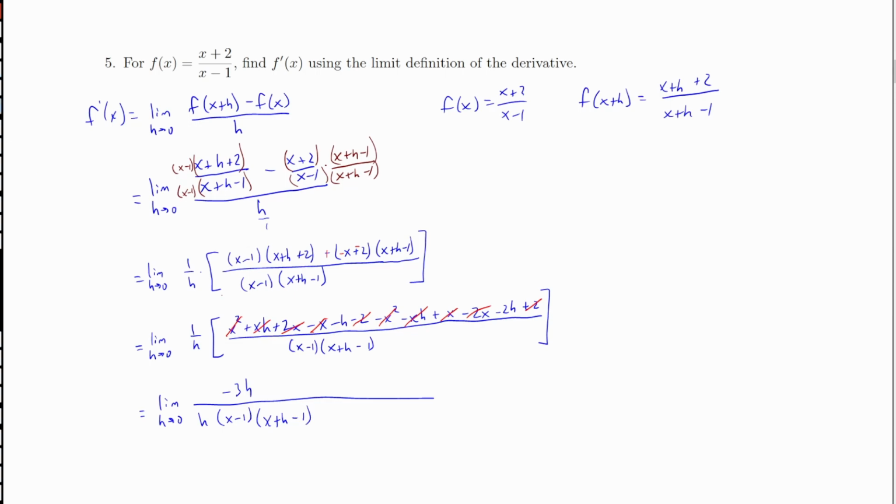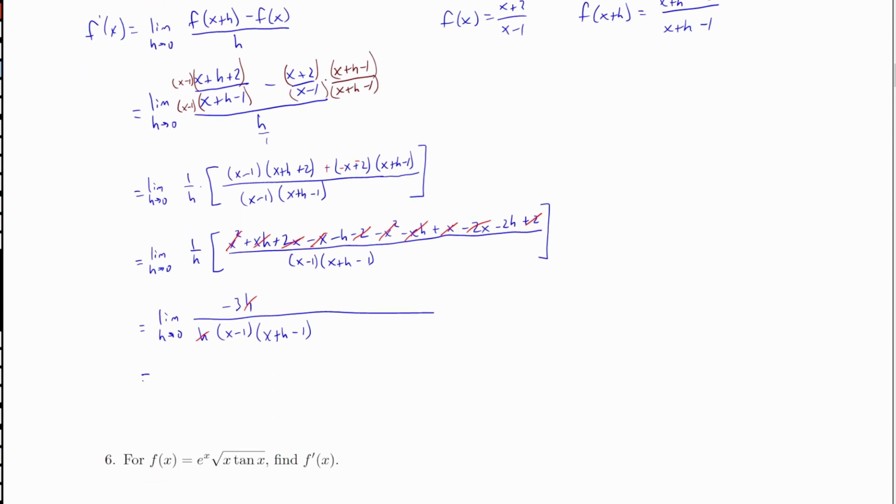So now this factor of h that I have in the numerator, this factor of h in the denominator can cancel. So let's rewrite. We have the limit as h approaches 0 of -3 over (x - 1)(x + h - 1). And now I do direct substitution. And I have an x minus 1 times x minus 1 in the denominator. So that's an (x - 1) squared.